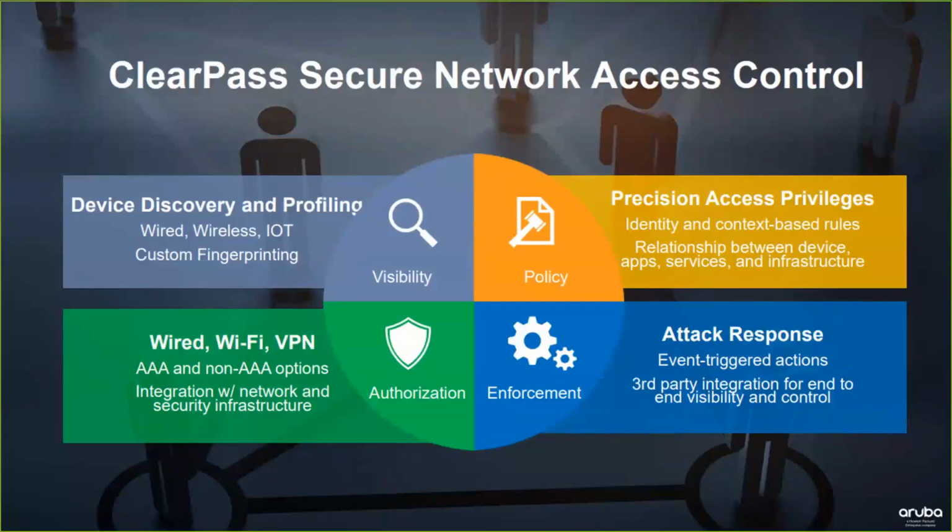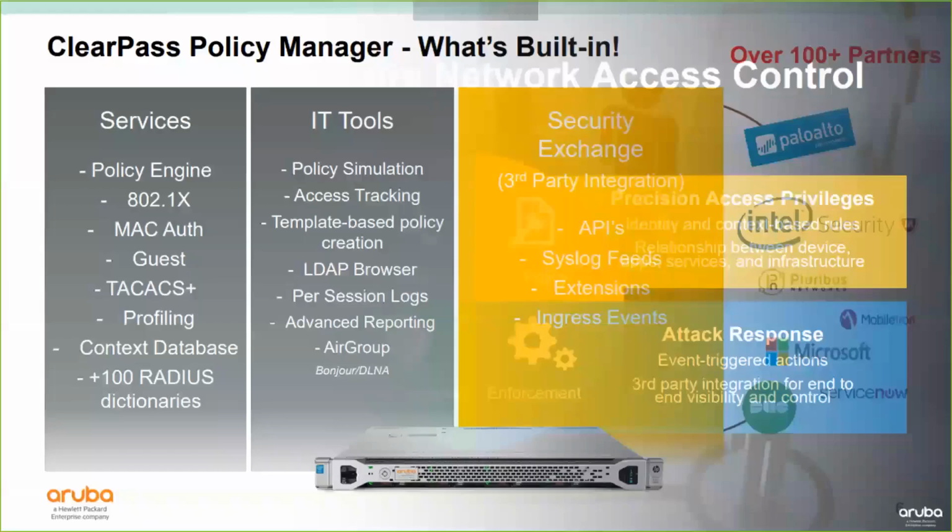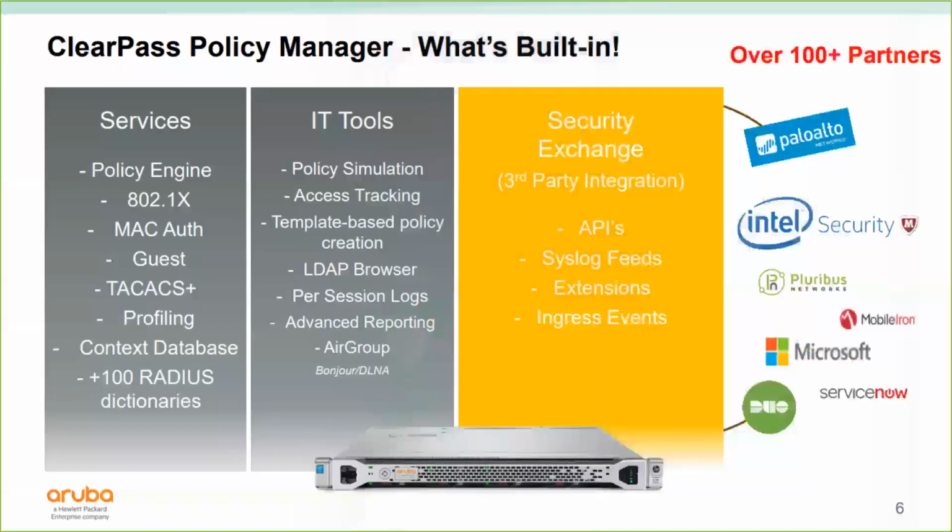But to get back to it, we can also have enforcement, right? We can have an event trigger ClearPass to do something like quarantine a device or revoke its access privileges. So this is the core of everything ClearPass does, right? So what is actually built into ClearPass? Well, we have a very rich policy engine. This is what allows us to create those policies and make decisions on where things can or can't go. We have a variety of different authentication methods, like 802.1X, MAC authentication, TACACS, RADIUS.